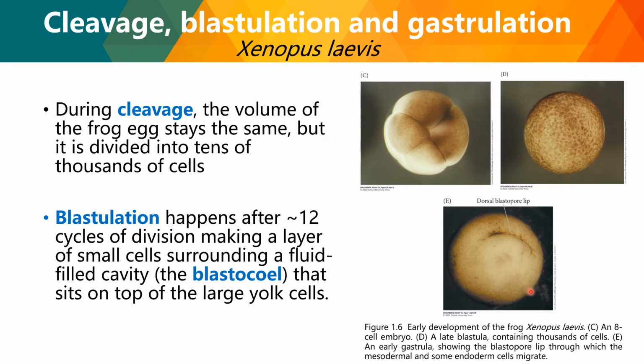And then in letter E, it is already showing the early gastrula with the formation of the dorsal blastopore lip. Okay, so this blastopore lip is actually a mesodermal and endodermal derivative. So combination siya.